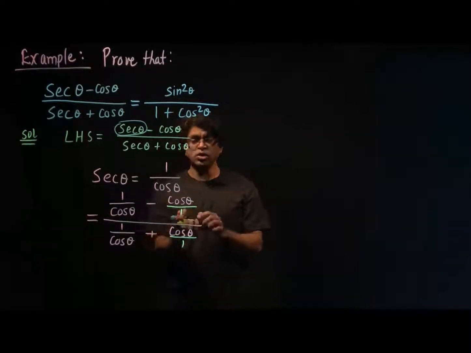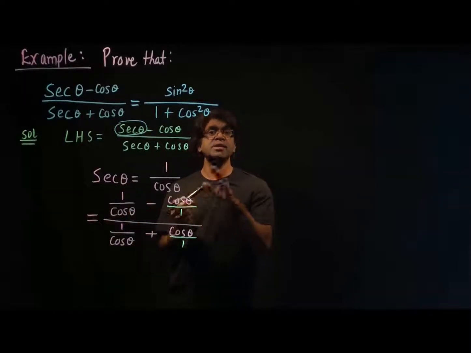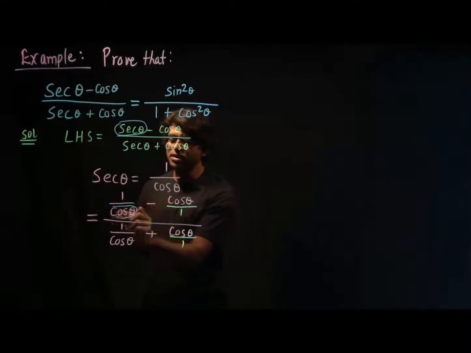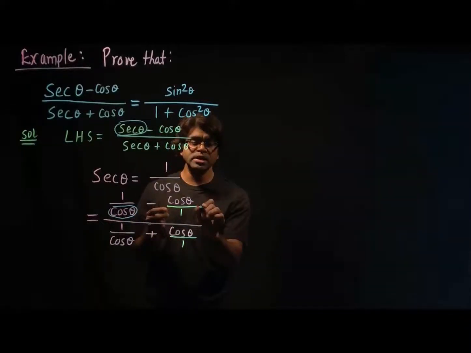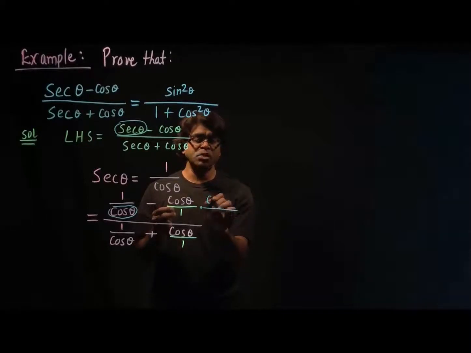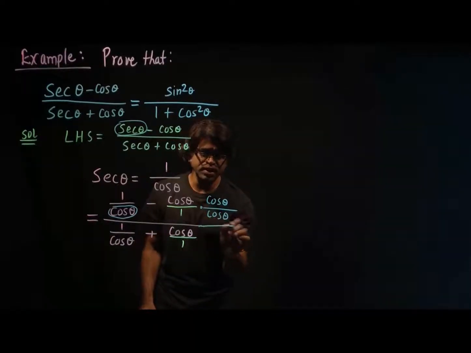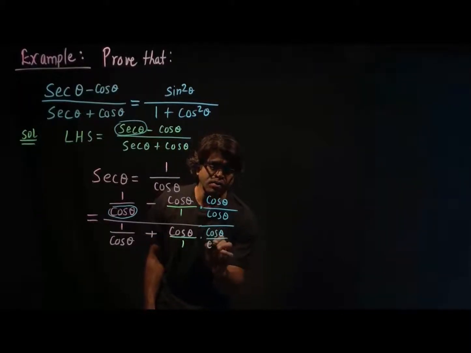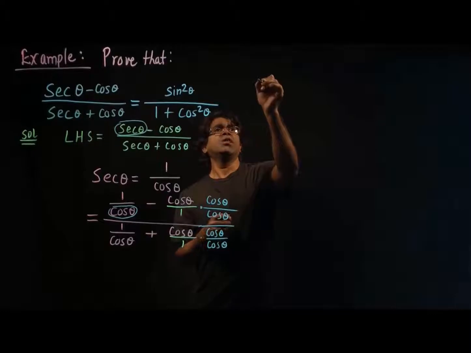What I want to do is make sure that the numerator expression has the same denominator. I have cosine theta right here and I have 1 over here. How do I make the common denominator? The easiest way I can think of is multiplying numerator and denominator by cosine theta. I will do the same thing with the denominator term. I'm going to multiply numerator and denominator by cosine. Pretty simple, huh? Now let's keep going.